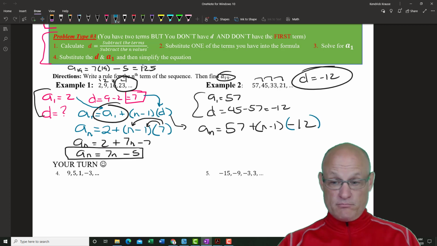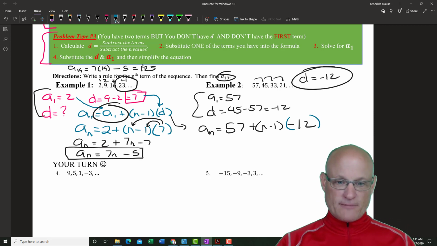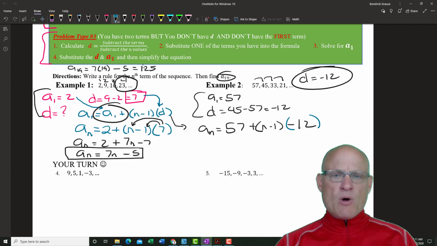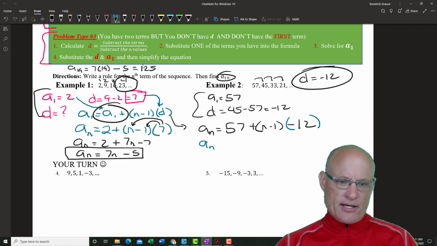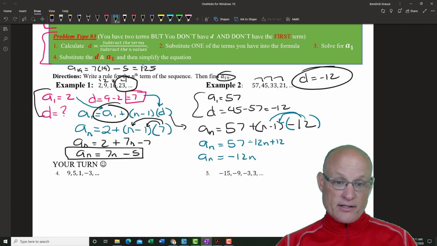Wow, that's the smartest thing I've ever said. Sorry about that. What we're really doing is multiplying through by negative 12. All right, so let's do this. A sub n equals 57 minus, now we're going to do this, minus 12n plus 12. So a sub n equals negative 12n plus, oh, there's that number again.